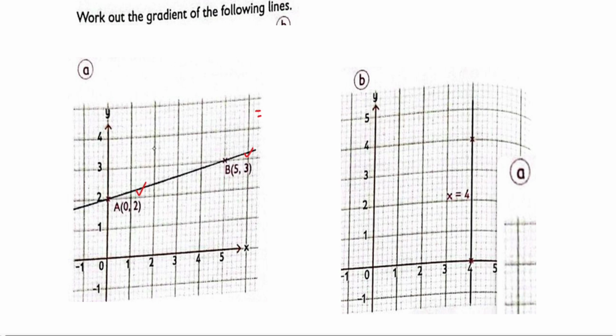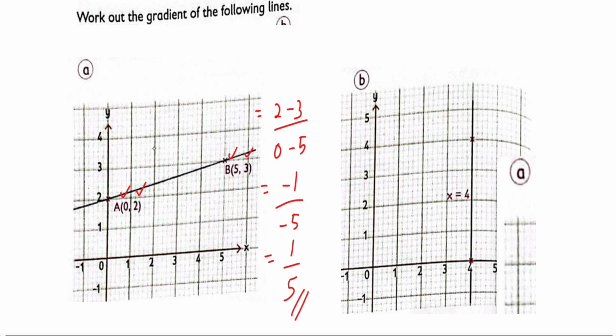2 minus 3 over 0 minus 5. So 2 minus 3 gives you minus 1 over minus 5. 0 minus 5 is just minus 5. And the answer will be positive 1 over 5. Or you can just write plus 1 over 5. You don't need to include that positive one.